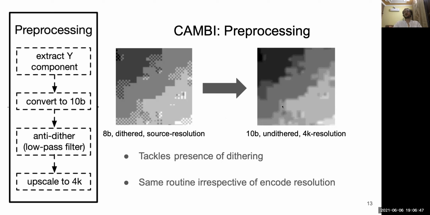It's undithered, and all the intensity values in this small snippet are now in steps of 1, because we do both upsampling and upscaling. And the main reason for doing this pre-processing is that it tackles the presence of dithering straight away by doing this anti-dithering step, and it ensures that the same routine is followed irrespective of the original encode resolution.